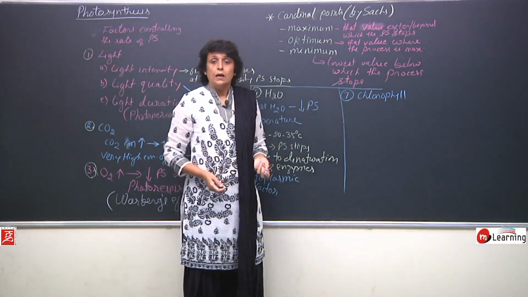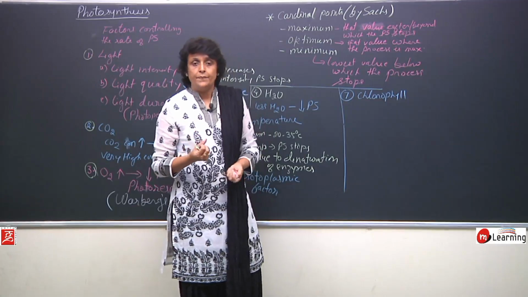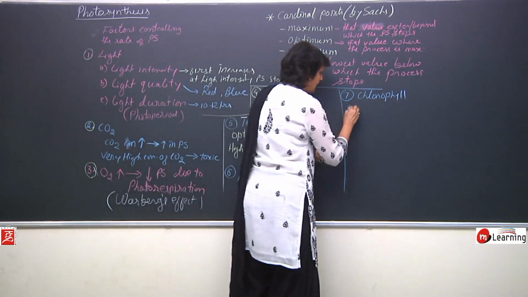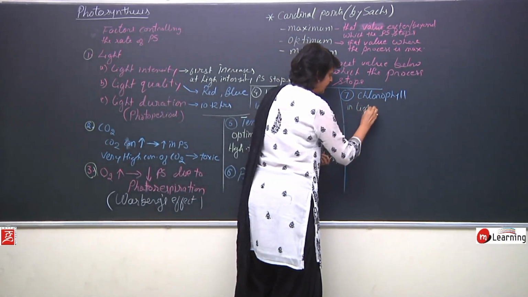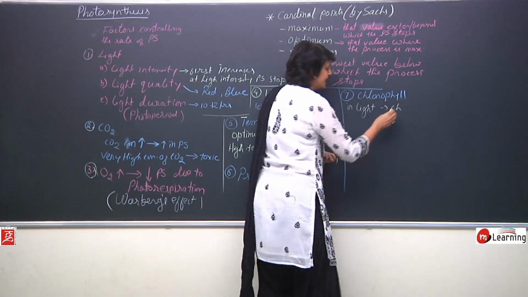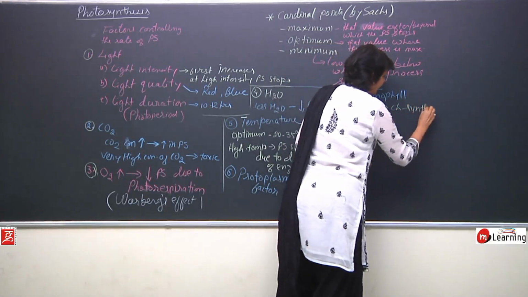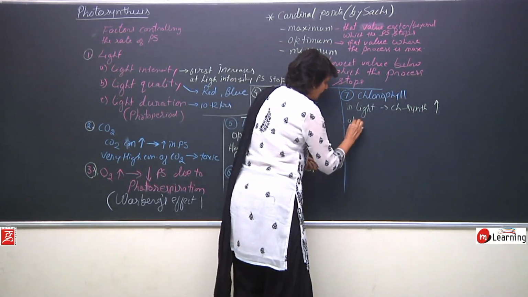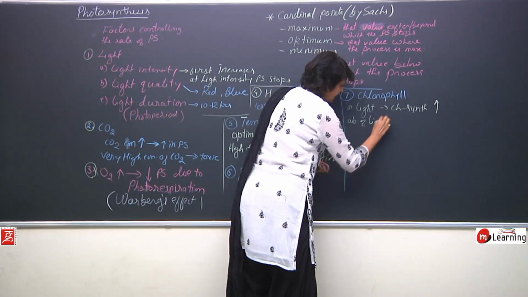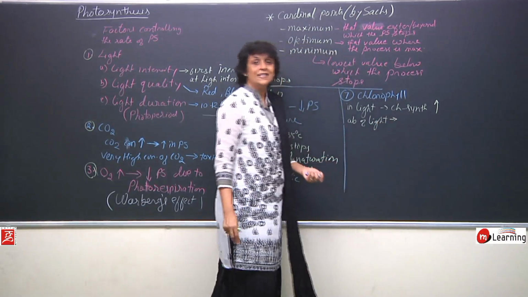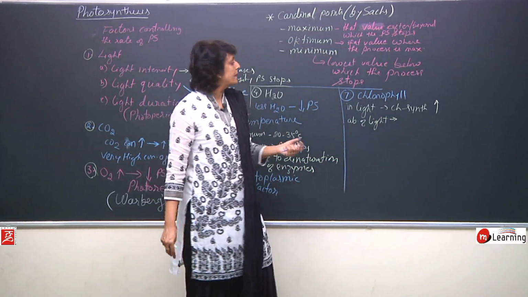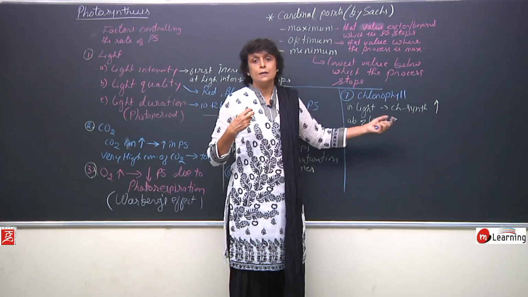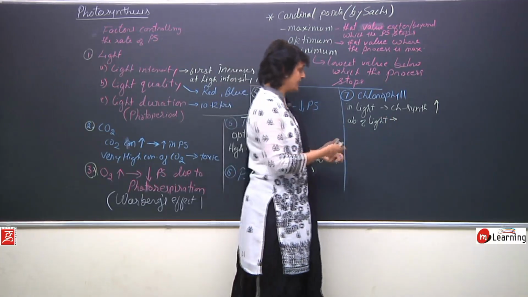Chlorophyll quantity is variable and it is light dependent. In presence of light, chlorophyll synthesis increases. In absence of light, chlorophyll synthesis decreases. Not only decreases, this chlorophyll is lost. It becomes unstable and disintegrates.